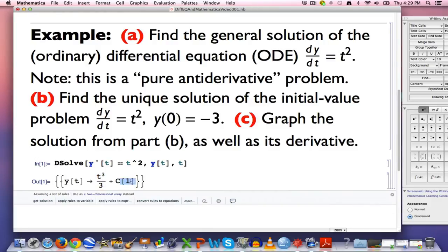Don't worry about the fact that this says C of 1. You can kind of ignore the 1. That's put in there in Mathematica because for some other kinds of differential equations, you might have a couple of arbitrary constants, a C1 and a C2. But this is saying that the answer is t cubed over 3 plus C.